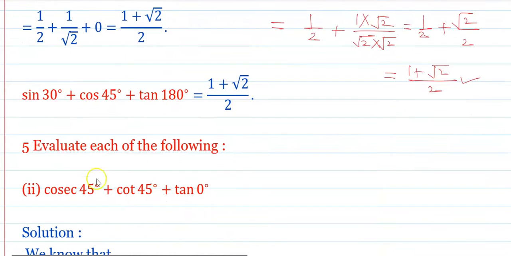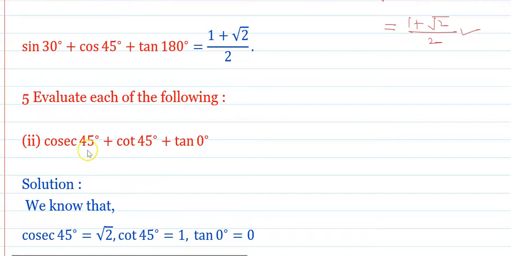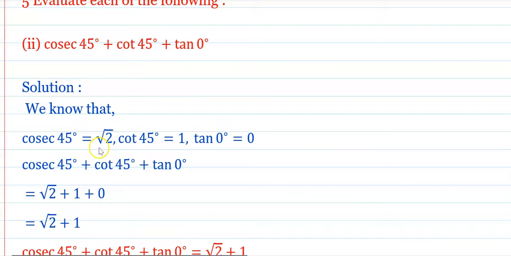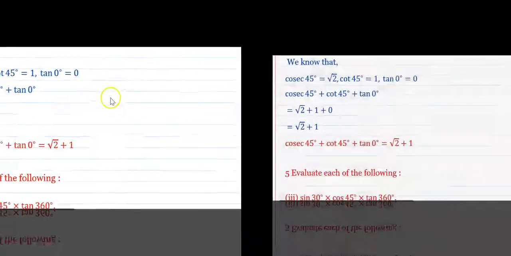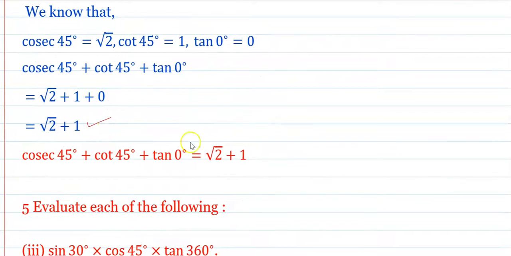Okay, now the next. Evaluate each of the following: cosec 45 plus cot 45 plus tan 0. Cosec 45 is root 2, cot 45 is 1, tan 0 is 0, and hence root 2 plus 1 plus 0 is equal to root 2 plus 1. Hence cosec 45 plus cot 45 plus tan 0 is equal to root 2 plus 1.